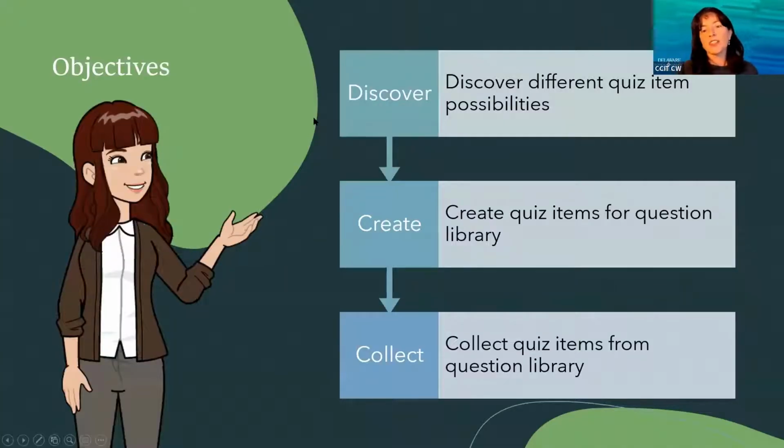Our objectives today are to discover, create, and collect. And I noticed that I probably should have had a T in here somewhere because then it would have been DTCC, but alas, it's just DCC. We want to start off with discovering different quiz items and the possibilities that we can have with those quiz items. We want to learn about creating quiz items, especially maybe for question libraries or drawing from question libraries, because collect is being able to collect those quiz items from our question libraries. Because I think for some of our departments, there are question libraries that are available, and we need to know how to draw those questions into our quizzes in our own courses.